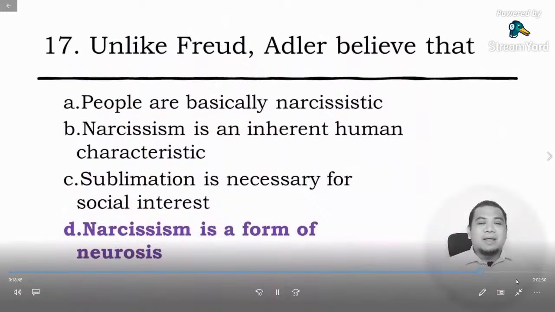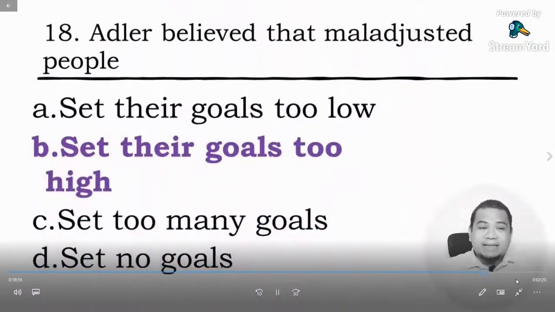Number 17. Unlike Freud, Adler believed that letter D, narcissism is a form of neurosis. Number 18. Adler believed that maladjusted people, letter B, set their goals too high. According to Adler, the one factor underlying all types of maladjustment is underdeveloped social interest.